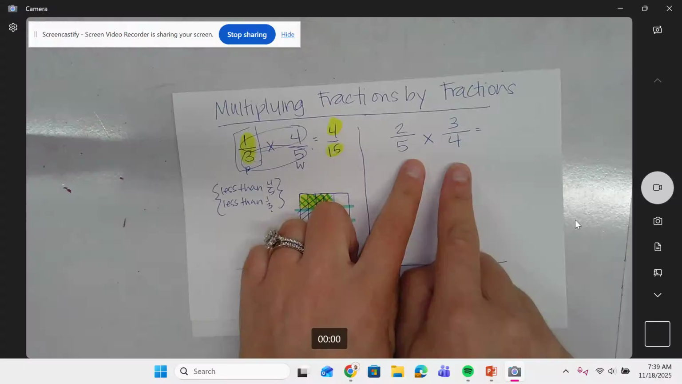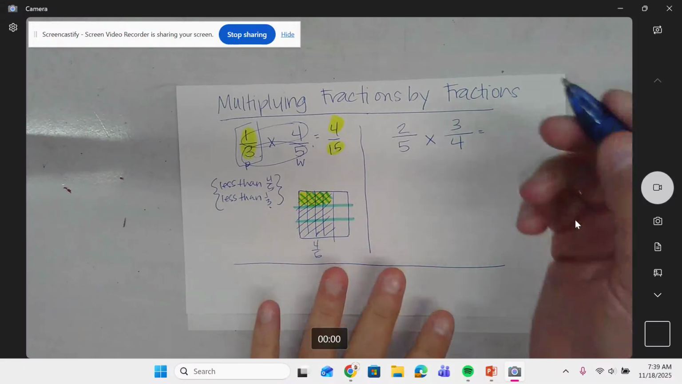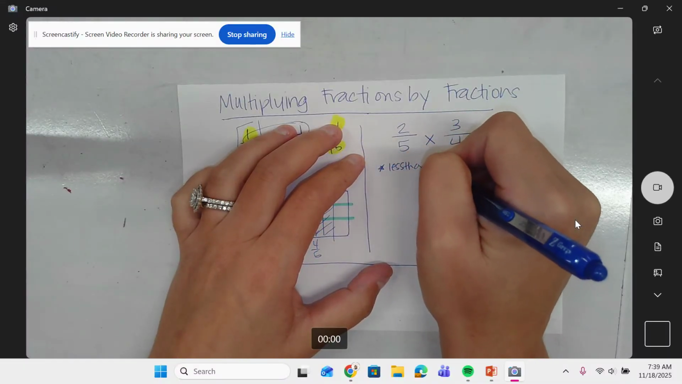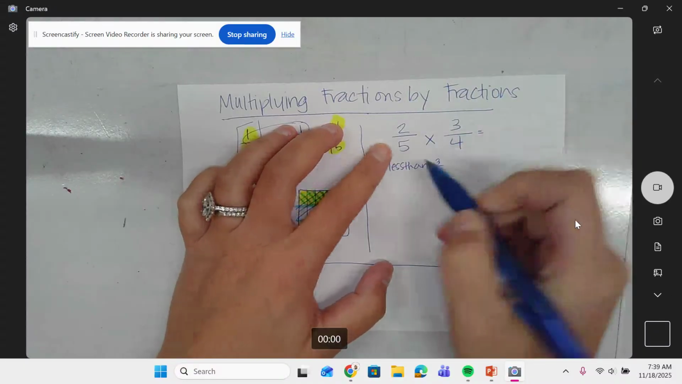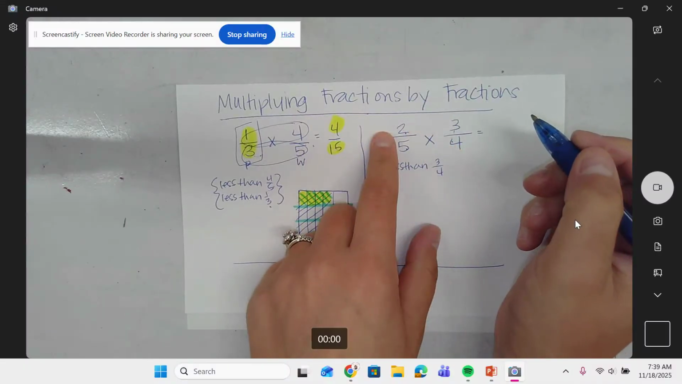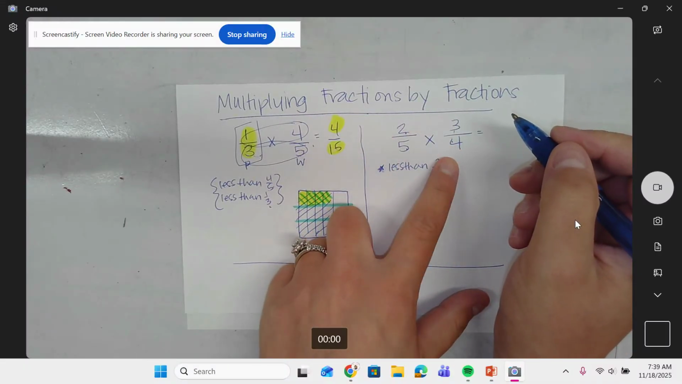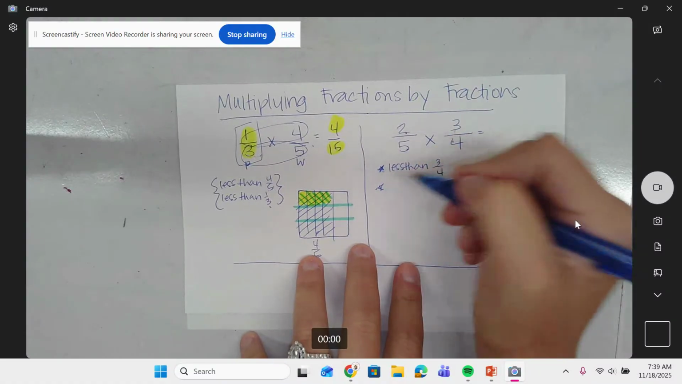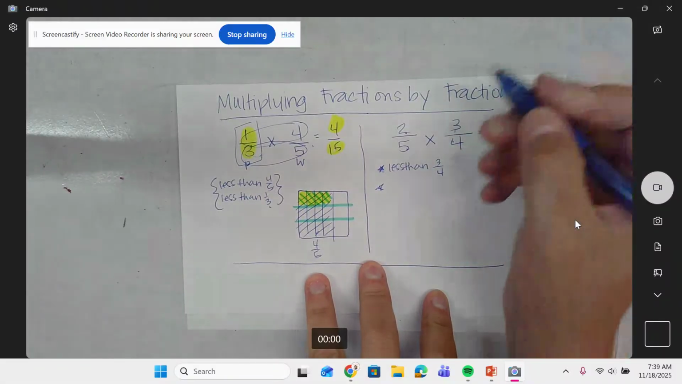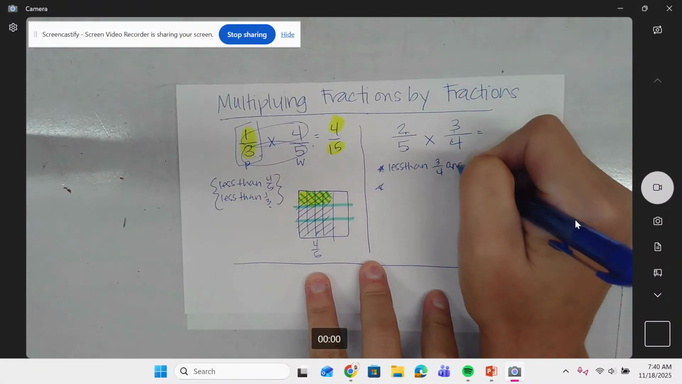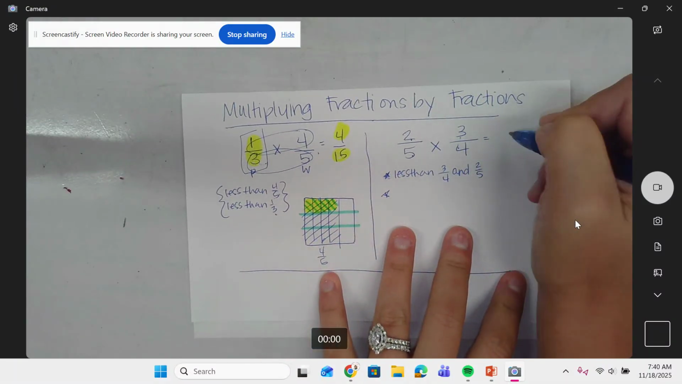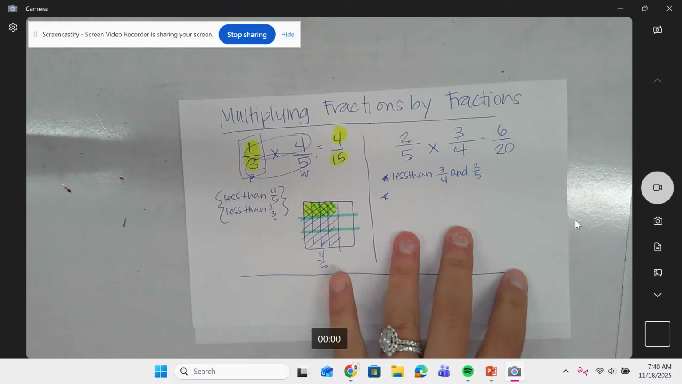So if we did the same thinking here, before I ever solve anything, I know that this answer is going to be less than 3/4 because I'm only finding part of my 3/4. But also, if I flop this and I said 3/4 times 2/5, I'm also looking for less than my 2/5 because I'm only finding 3/4 of it. So we'll say less than 3/4 and 2/5. So if I go and do this multiplication, we get 6/20.